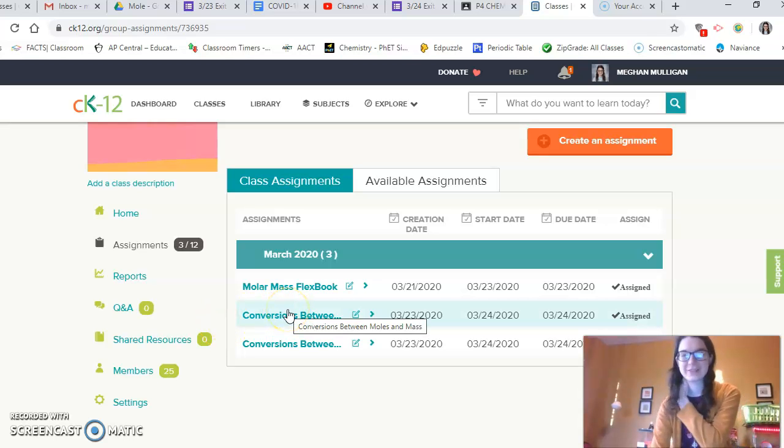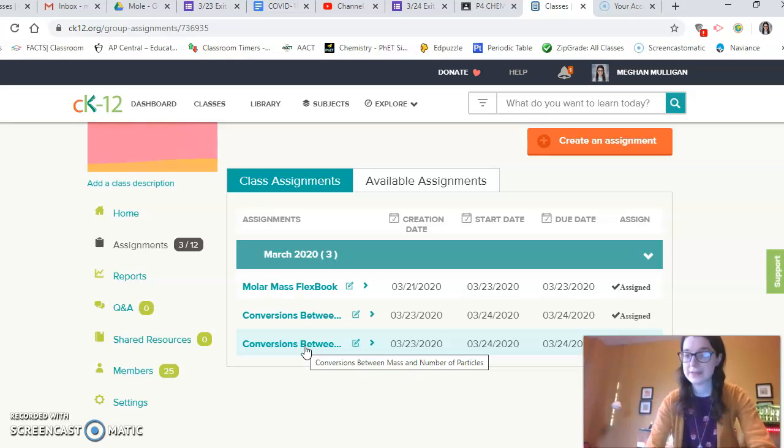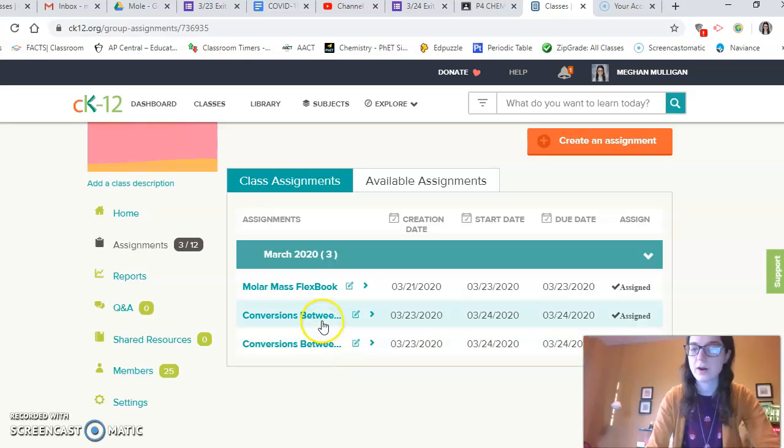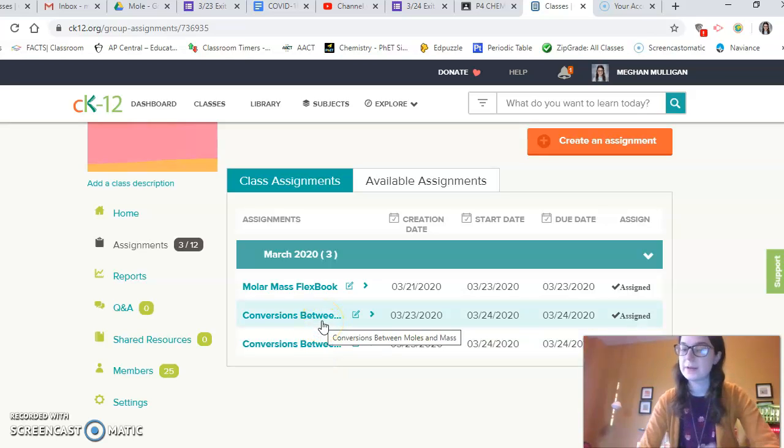We're going over the conversions between moles and mass, and the conversion between mass and number of particles. This is related to the blue roadmap that we were working on before this remote learning thing happened. You might want to get out your roadmap to help you with this. It should be something that we are familiar with, because we did get a lot of practice before all this remote learning stuff happened.